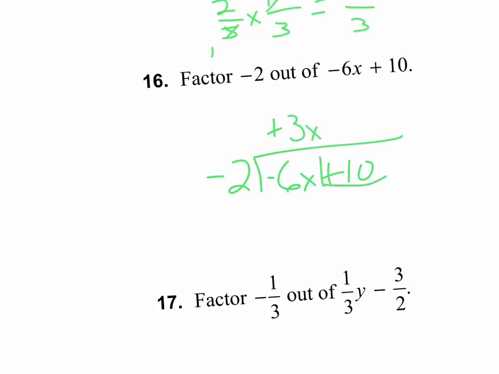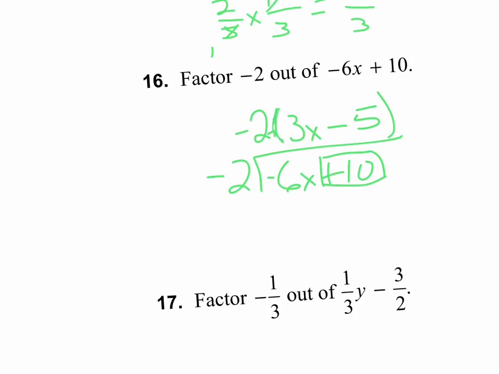Then we do the positive 10. So 10 positive divided by -2, opposite signs, it's a negative, right? And then 10 divided by 2 is 5. Then we put parentheses, and we put that -2 there, okay? It is not a -3, it is a positive 3, but we don't usually put that positive there.